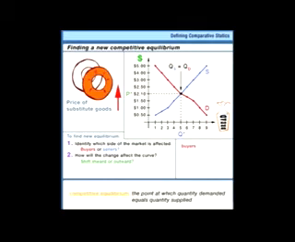When the price of a substitute good increases, the demand for bread increases as well. That is, customers are going to want to buy more bread at every price. So the demand curve for bread shifts outwards.